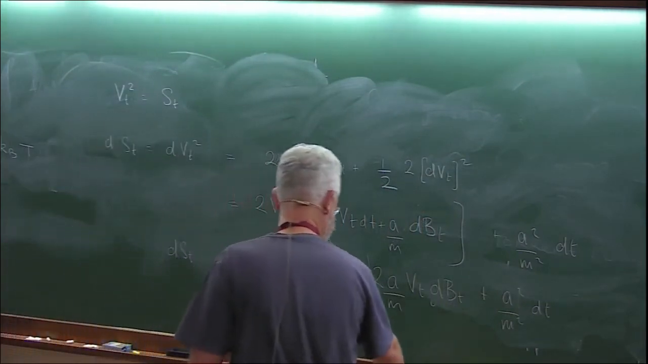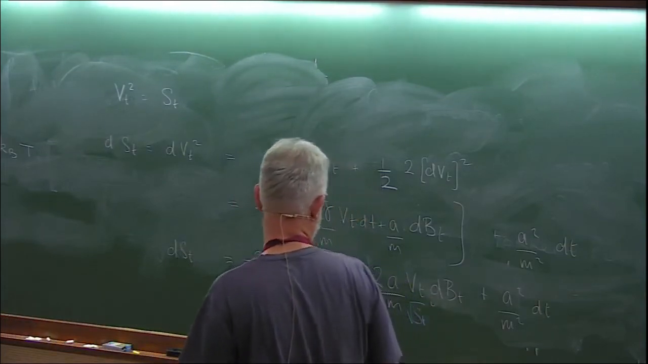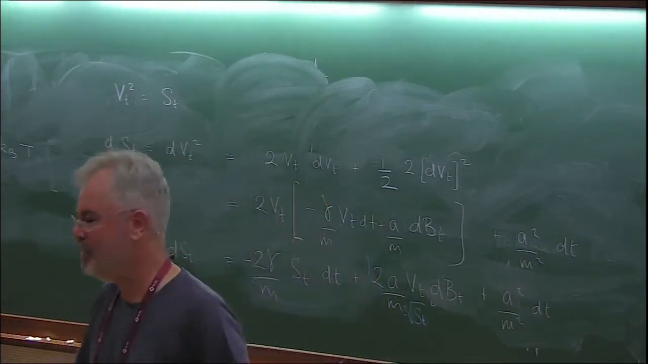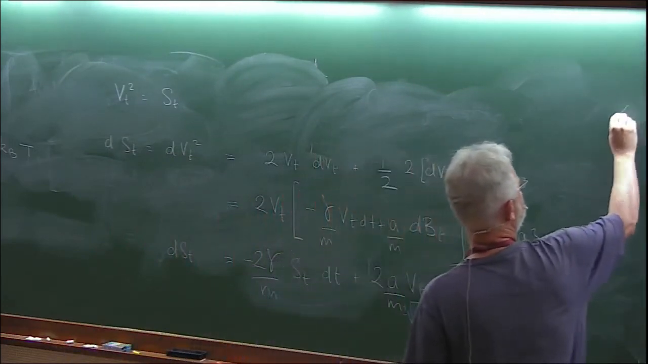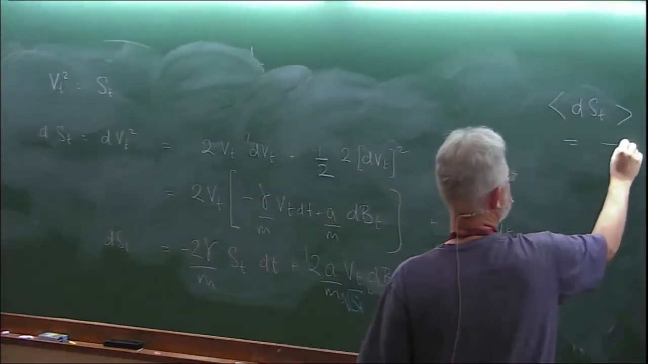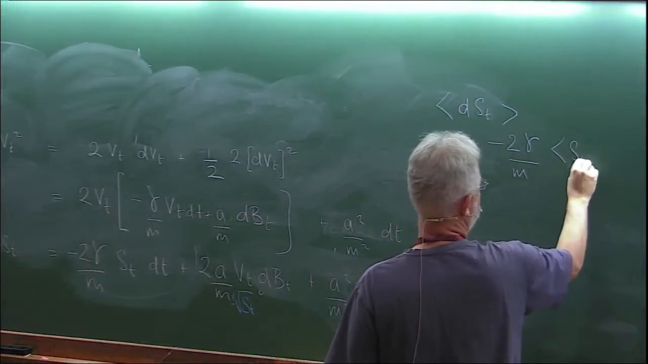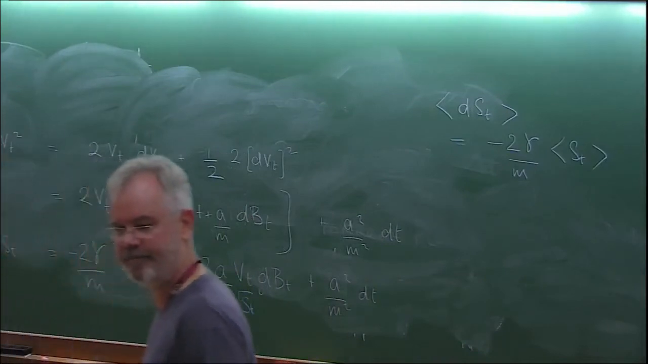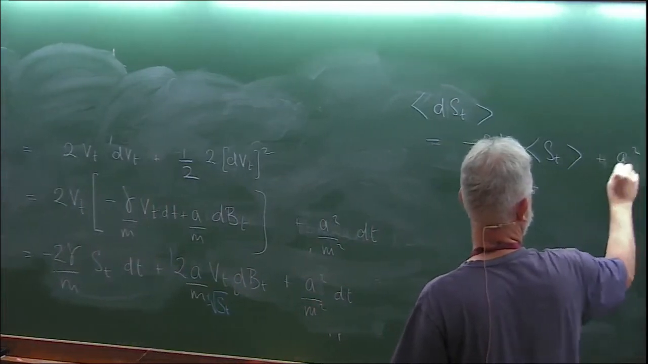And if you want, I don't really want to, but I can write V of t as the square root of S of t. But that's the problem. I have a problem with the sign, so it's plus or minus, so it's not very well defined there, right? But I don't really have to bother, because I'm going to take the average of this equation. So the average value of dS of t is equal to minus 2 gamma divided by m times the average value of S of t. The term which was slightly embarrassing me here goes away because I'm taking averages, right? dB_t is independent of V of t. And then I'm going to get plus a squared divided by m times dt.